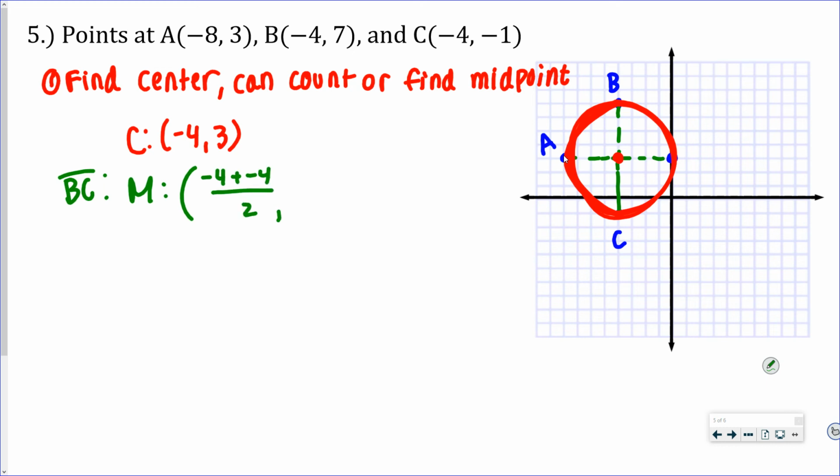So again, this is what you would do if you maybe couldn't tell for sure. We still get negative 8 divided by 2, negative 4, 6 divided by 2. We still get that. Okay, so now our H, K of our equation.